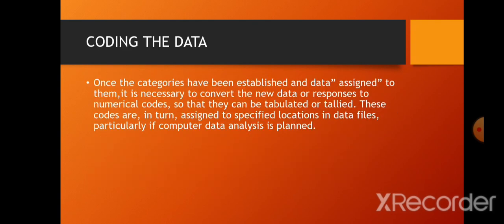Coding the data. Once the categories have been established and data assigned to them, it is necessary to convert the data or responses to numerical codes so that they can be tabulated or tallied. These codes are in turn assigned to specific locations in data files, particularly if computer data analysis is planned.